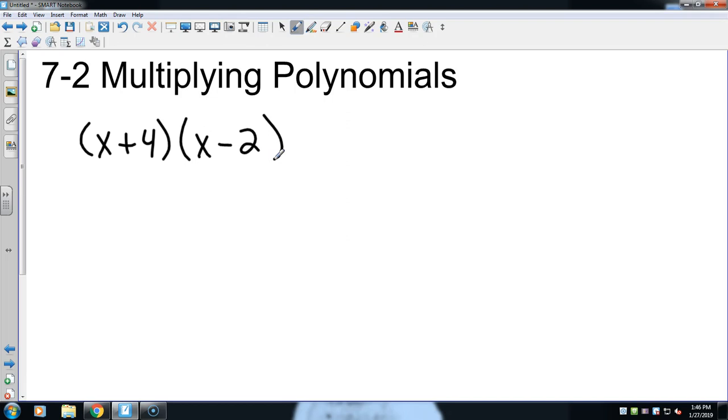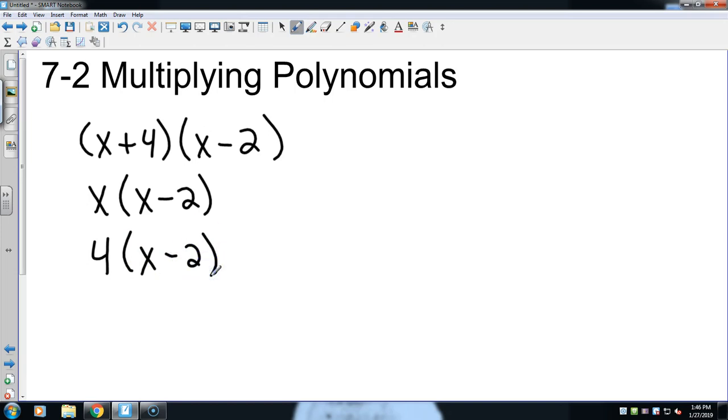So here's what I'm going to do. I'm going to take this first binomial, and I'm going to take the x out of there, and I'm going to multiply it times the second binomial. And then I'm going to take the 4 out of there, and I'm going to multiply it times the second binomial. And so again, we're doing distributive property. So we'll draw our stupid arrows.